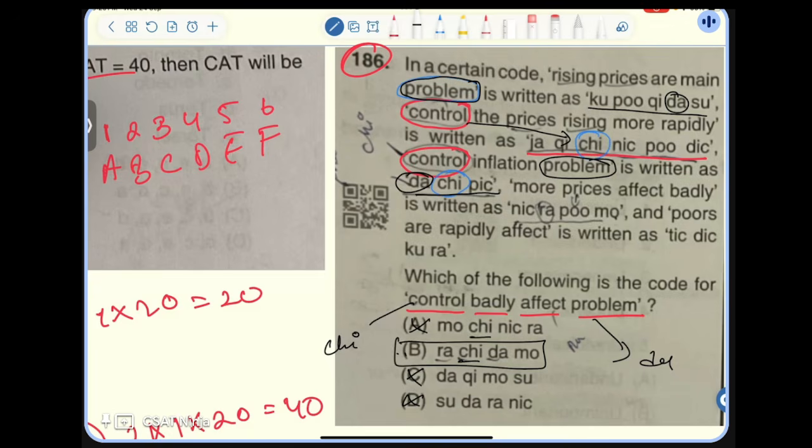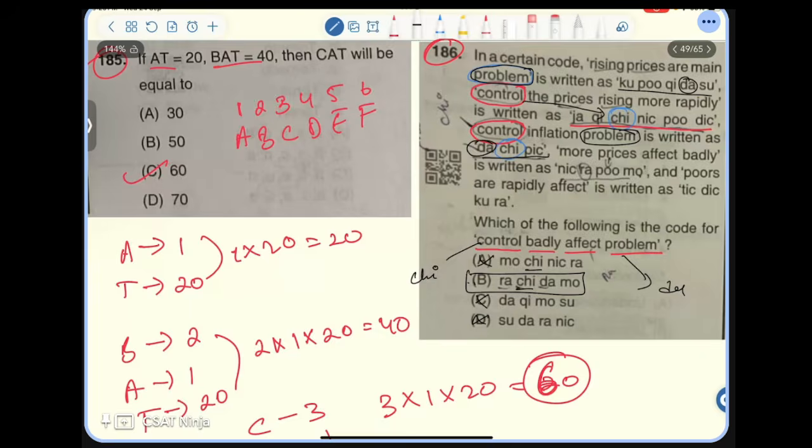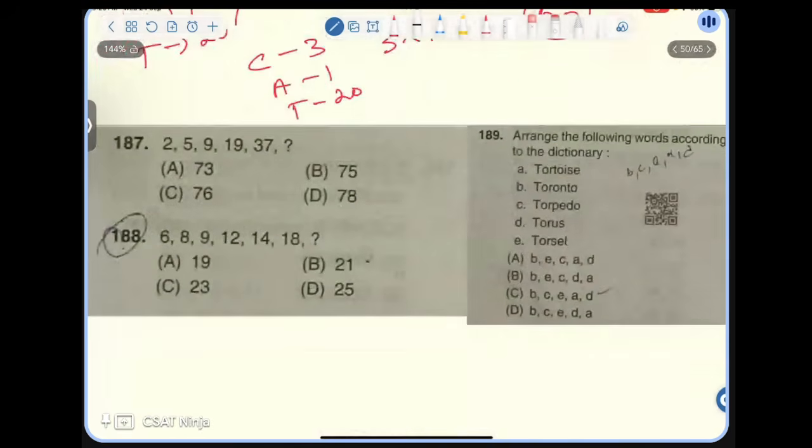So you don't need to find all the words. Just find two or three. That's more than enough. See, it's just a logical method.